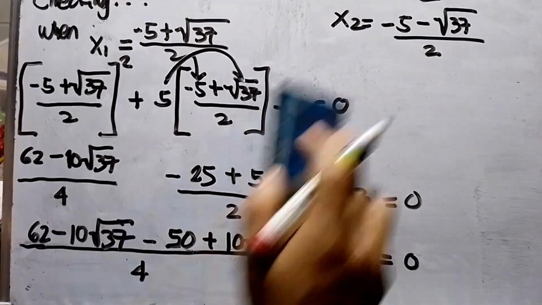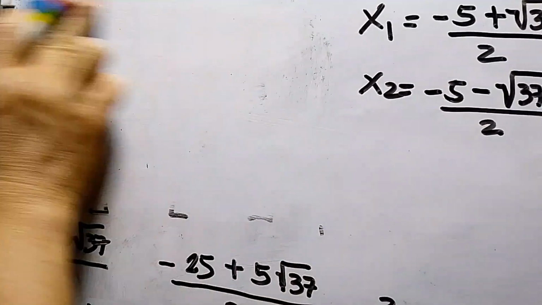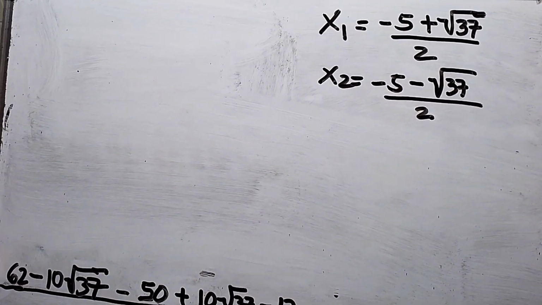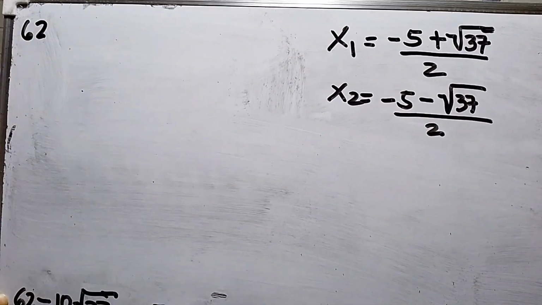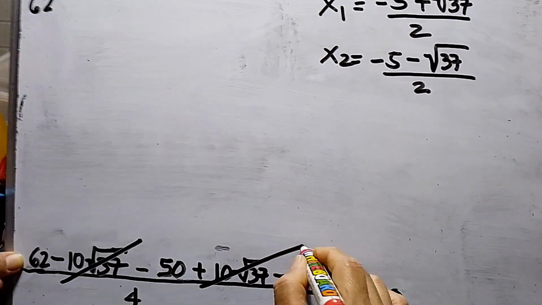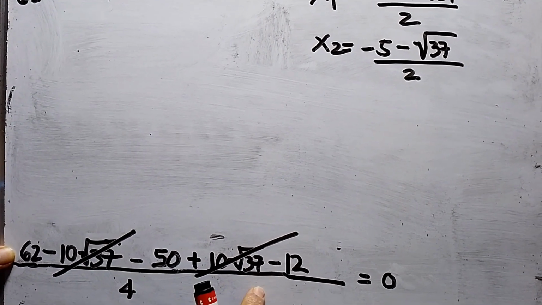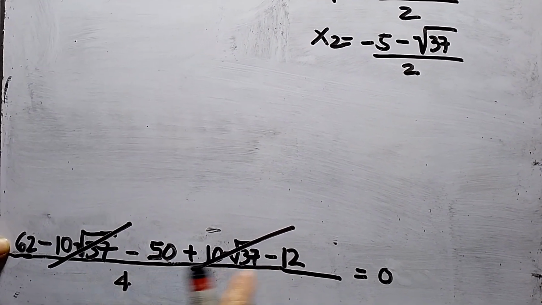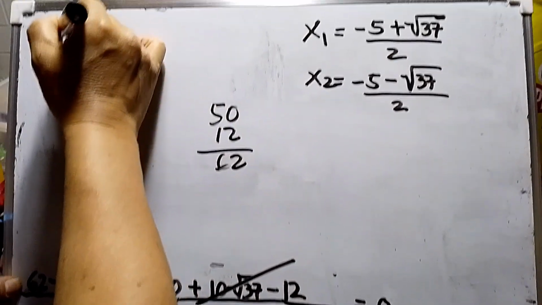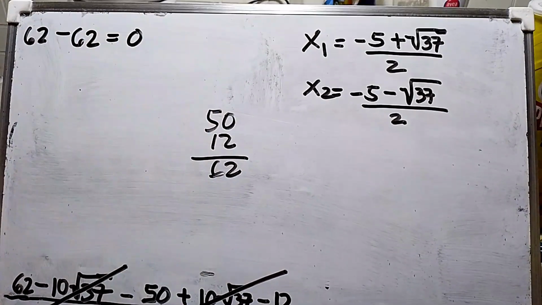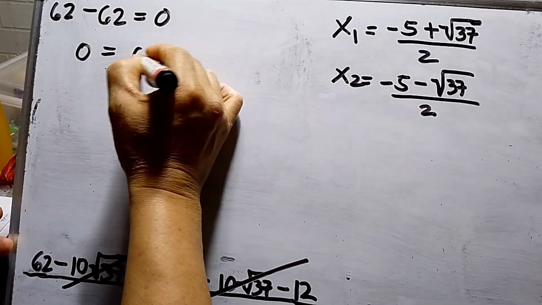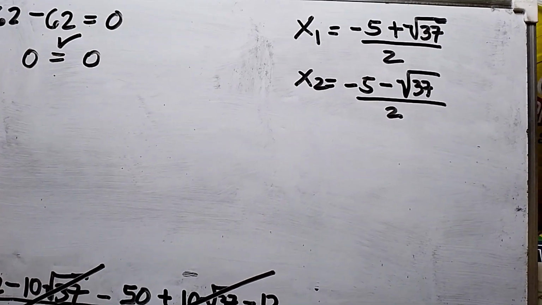So I need to combine. So this will be 62. And take note, minus 10 square root of 37 will be crossed out because of the positive 10 square root of 37. Then combine negative 50 plus negative 12, that will be negative 62. So this will be 62 minus 62 is equal to 0. So 62 minus 62 is 0, and that will be equal to 0. So my x1 is correct.